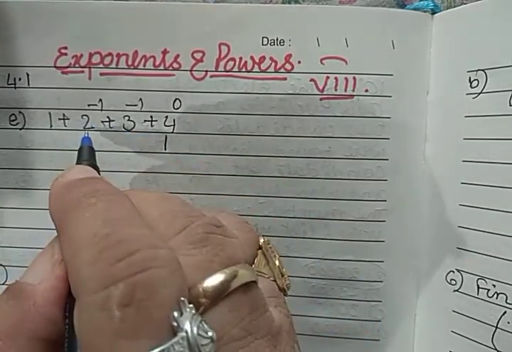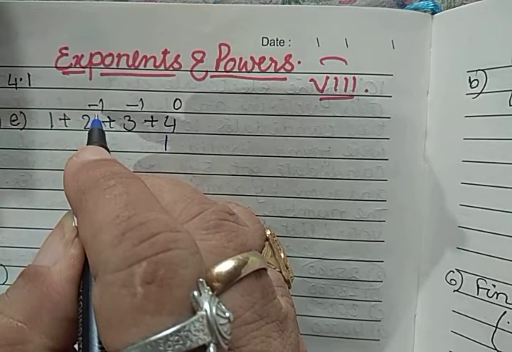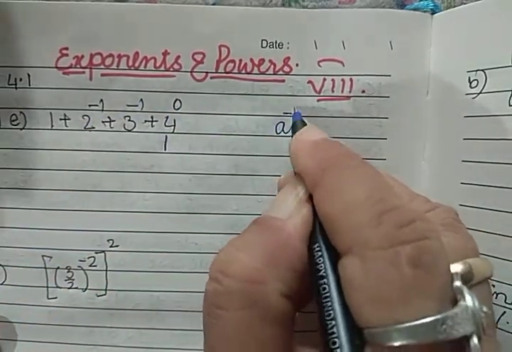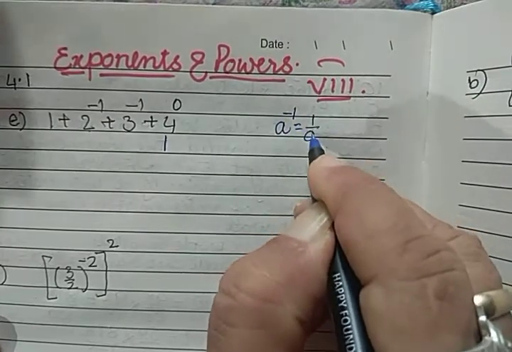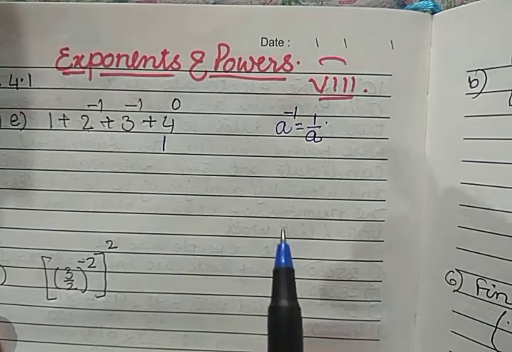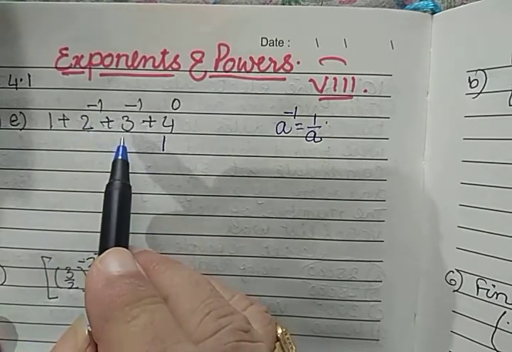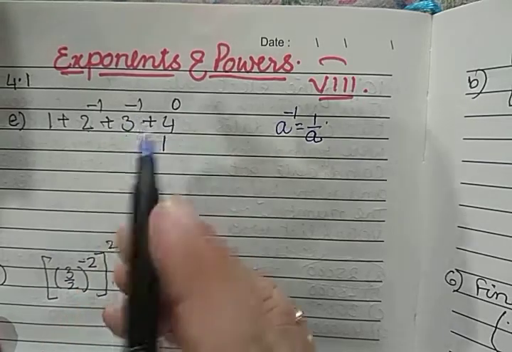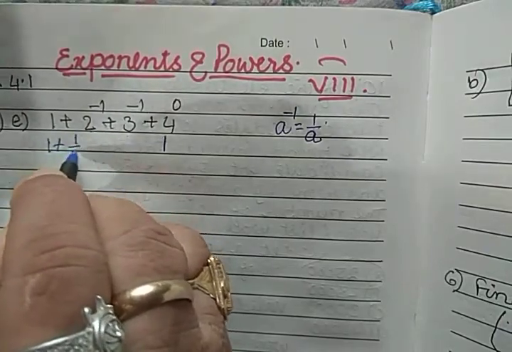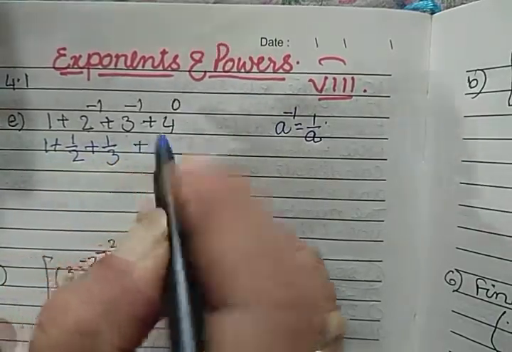Clear? And any base to the power of minus 1 is equal to 1 by that base. That means a to the power of minus 1 is equal to 1 by a. So in the same way we can write 2 to the power of minus 1 as 1 by 2, and 3 to the power of minus 1 as 1 by 3. Clear? So 1 plus 1 by 2 plus 1 by 3 plus 1.